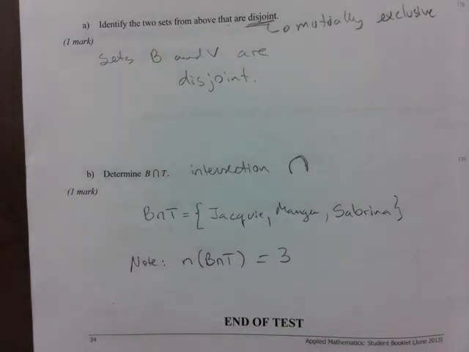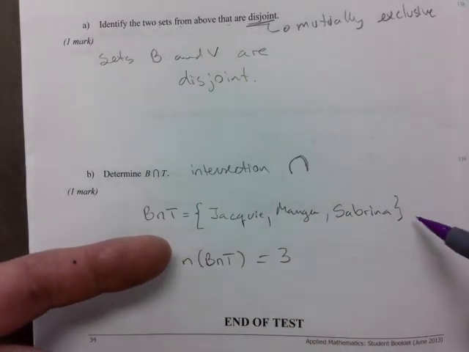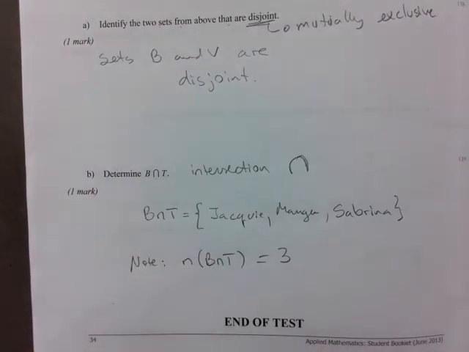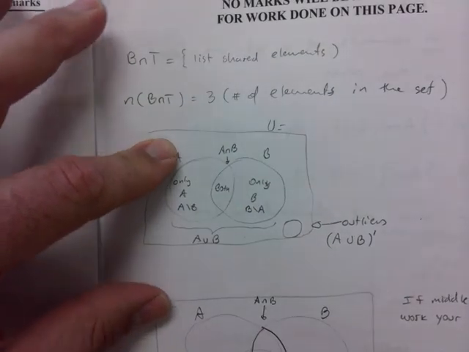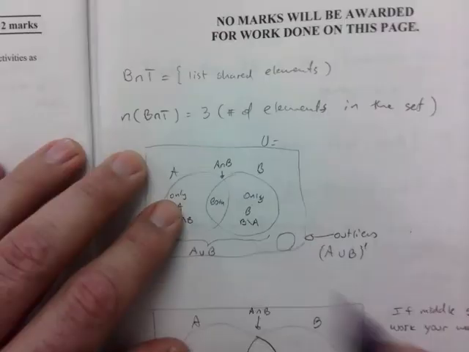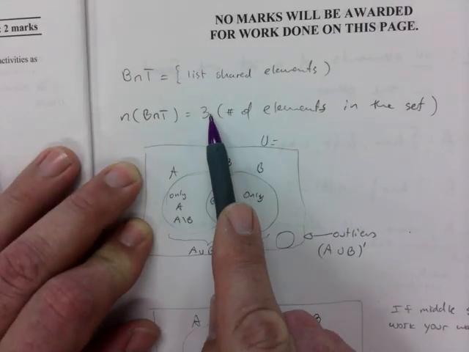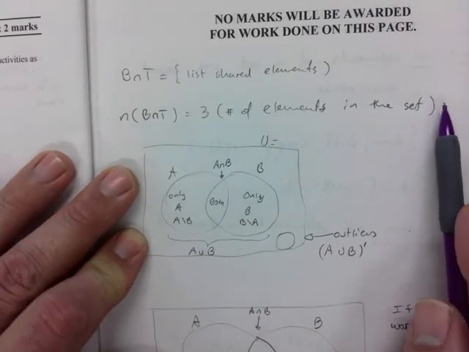That's it. Union. What would the union be of the two? Well, that's when you list both of them combined, but you don't duplicate any entries. Sorry, I was stumbling there. But this is the end of the test. I'm just going to bring my key here and add a few things. I have B and T's list of shared elements. N of B and T is 3, the number of elements in the set.